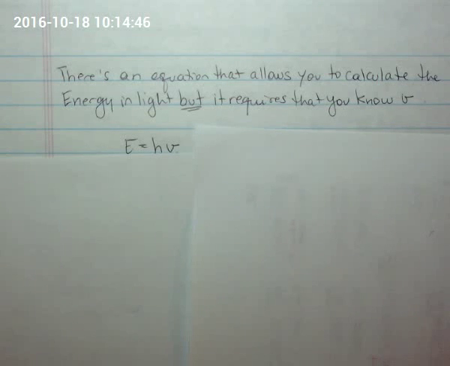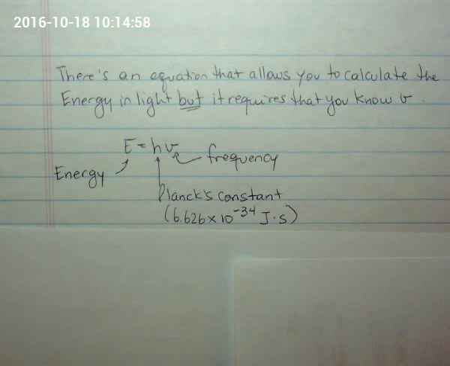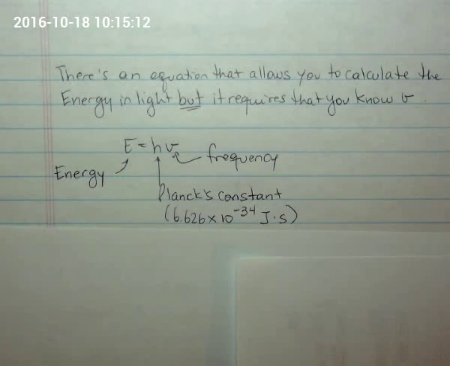What's the E stand for? Energy. Good. What's the nu stand for? Frequency. H is something that's brand spanking new to you. H is a number, another one that you have to memorize, called Planck's constant. It is equal to 6.626 times 10 to the negative 34th, and the unit is weird. It's a joule second, joule dot second, joules times second.